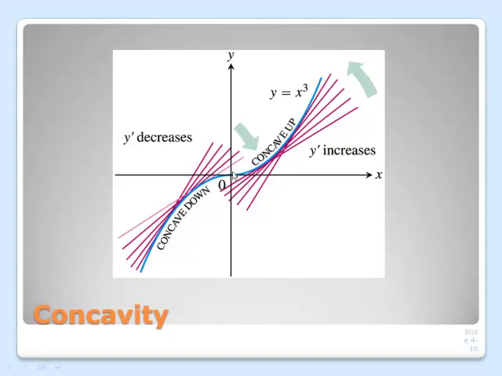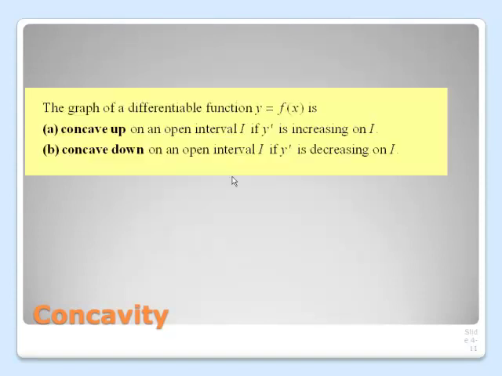Now, at x equals 0, it changes to where, if I move my mouse this way, all those tangent lines are now below the graph, which means my function is above them. We call that concave up. This place right here, at x equals 0, is called a point of inflection. That is where the concavity changes from down to up or up to down.